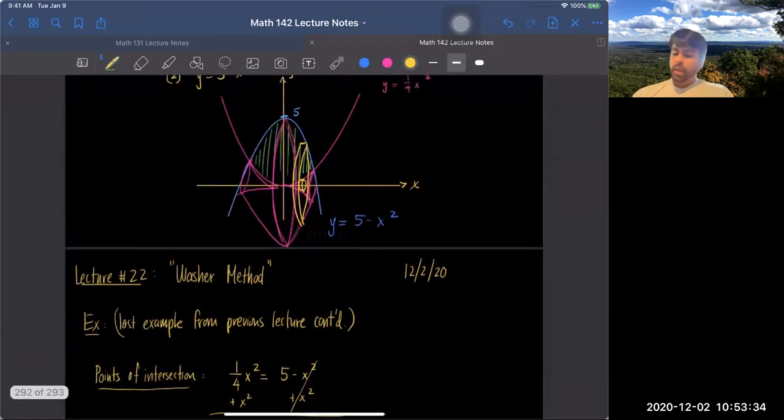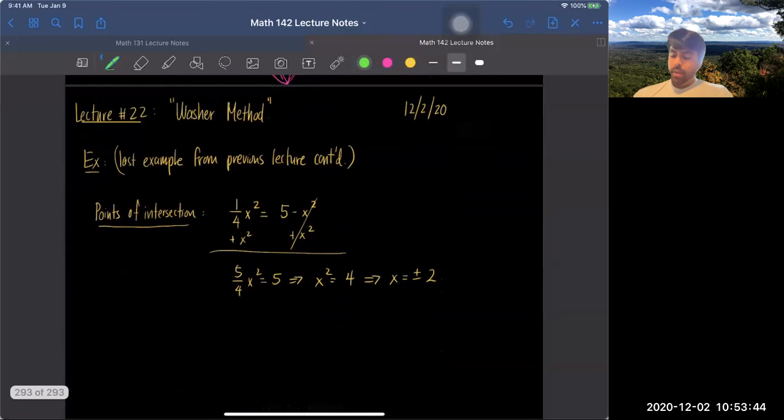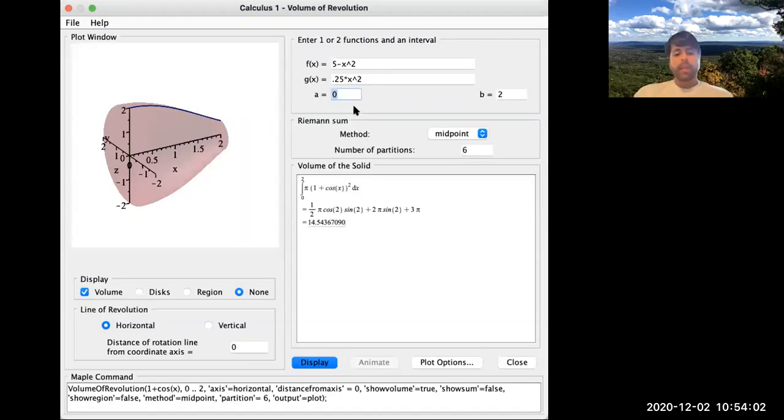So what that represents is that these coordinates here are going to be my integration bounds. So it's going to be -2 to 2. With that in mind, I know that they intersect, my x values go from -2 to 2. So for my a value I put -2, and my b value would be +2. And for now, I just want to see what this region looks like.